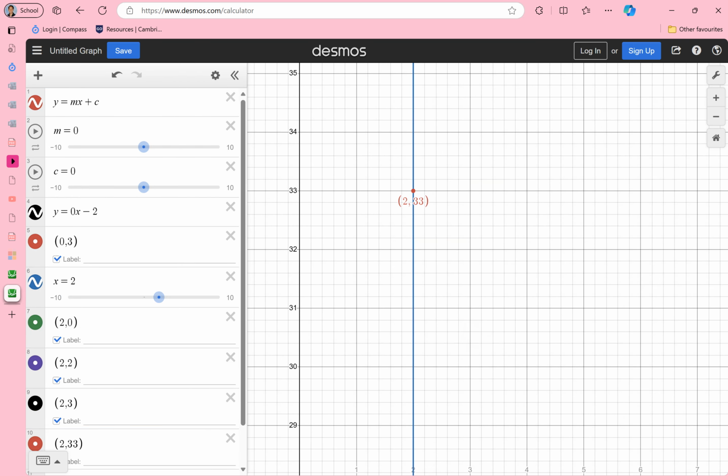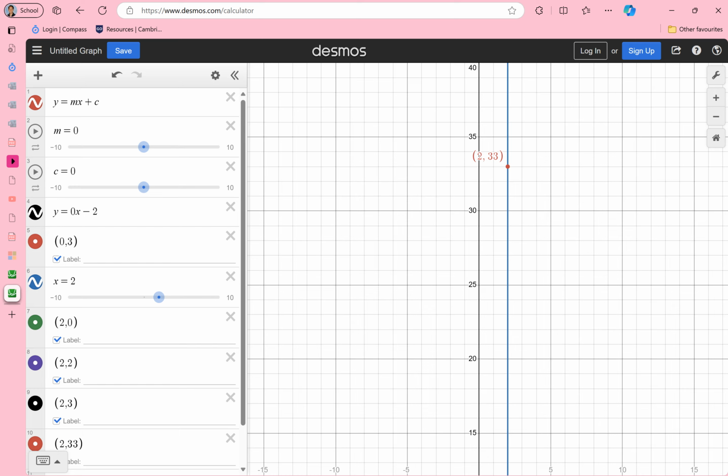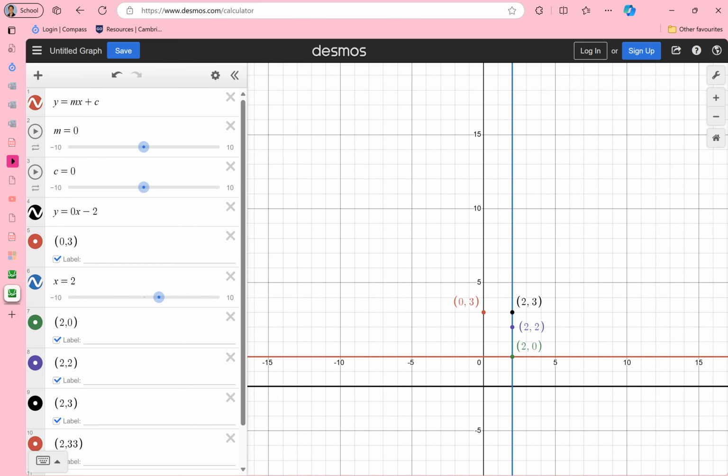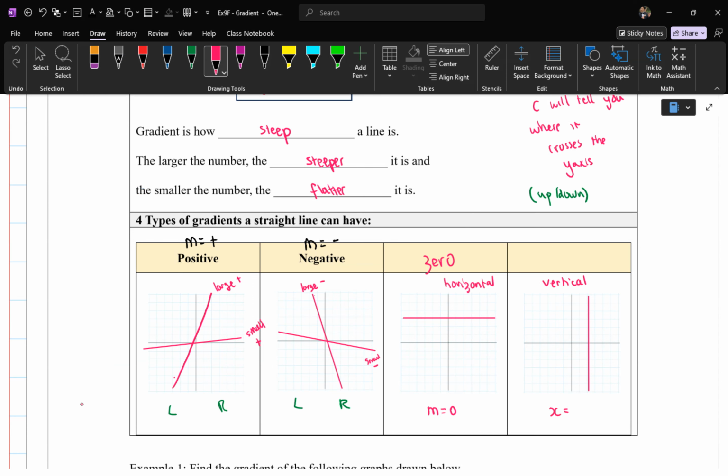See that? So the logic here is that as long as x equals 2, then who cares what the y is? As long as x equals 2, you will get all the possible coordinates that will draw this line. And that's why, in this case, when you want a vertical line, it literally is where x equals any number.